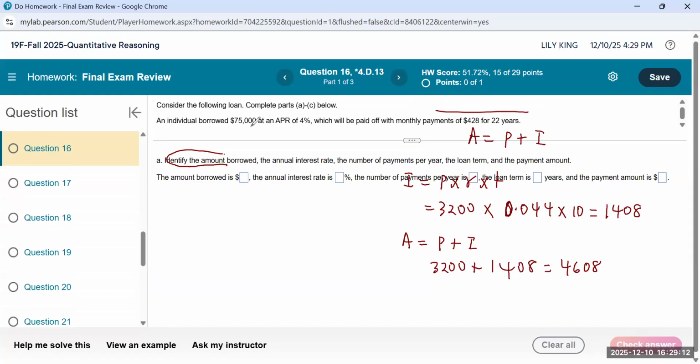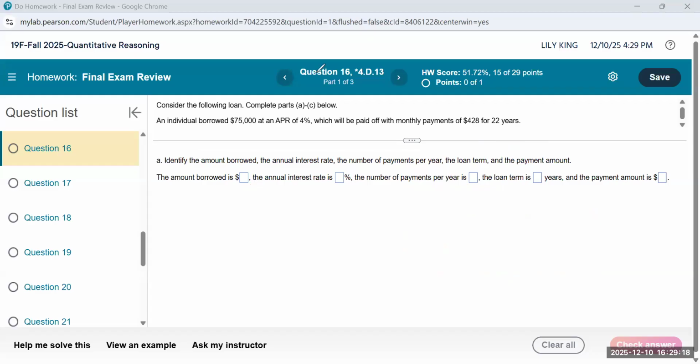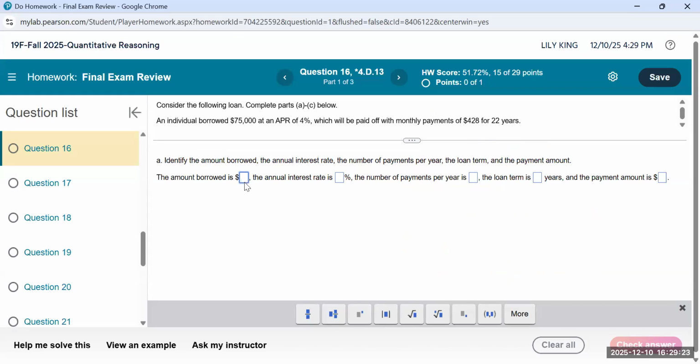Next question. So we have an individual borrowing $75,000. So the borrowed amount here is $75,000. The annual interest rate is 4%. The number of payments per year is 12. We have 12 months in a year, so the number of payments per year is 12. The loan term is 22 years, and the payment amount is $428.